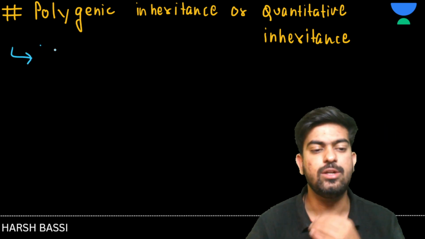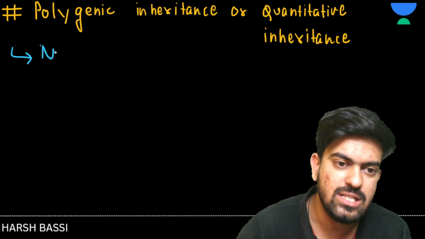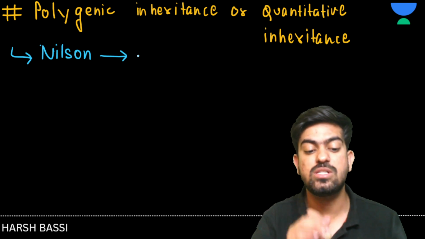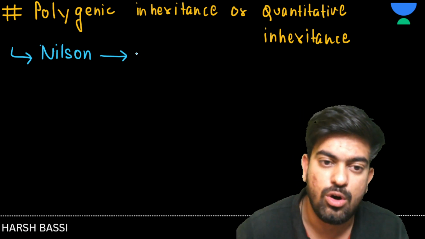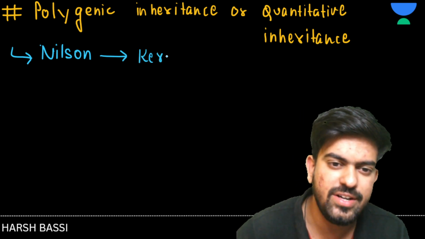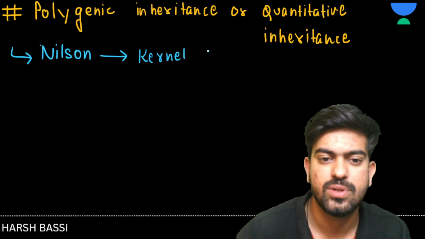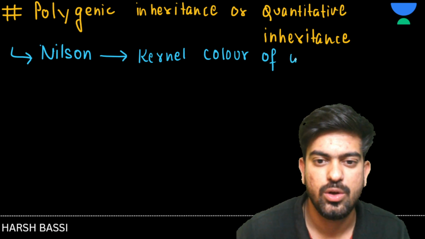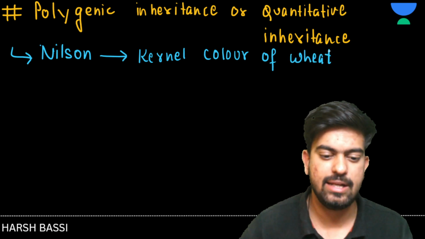First of all, let us know who discovered this. The scientist Nelson discovered this, and it was discovered in the kernel color of wheat. Clear to everyone?